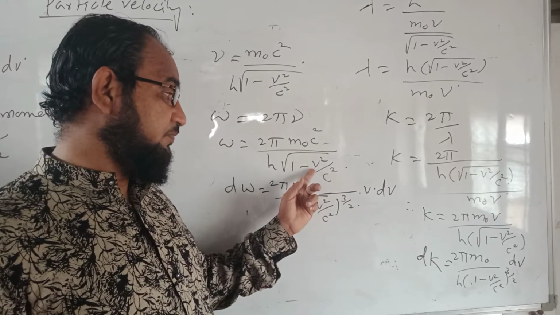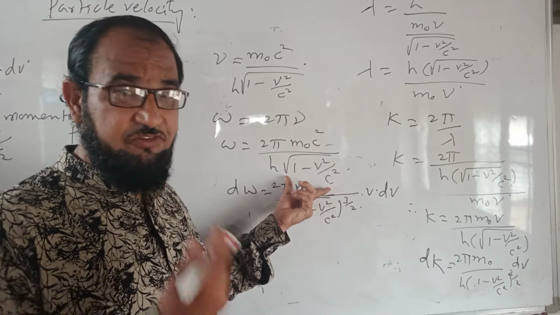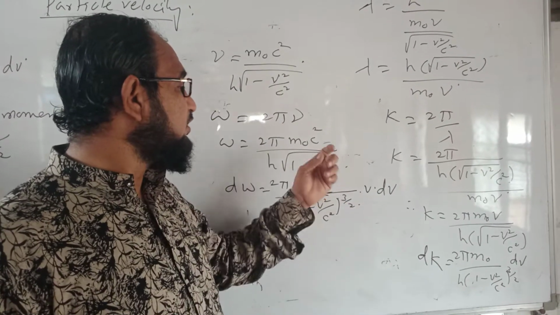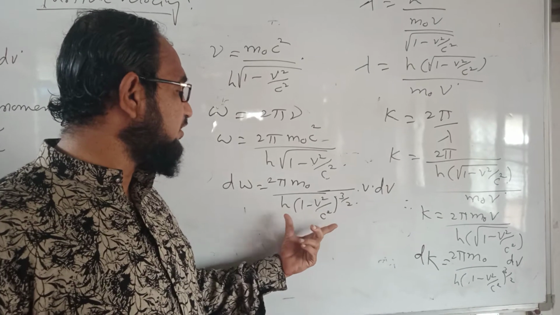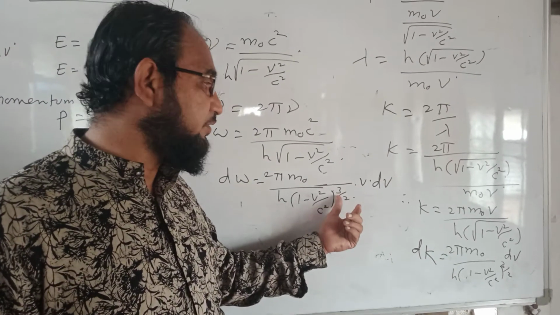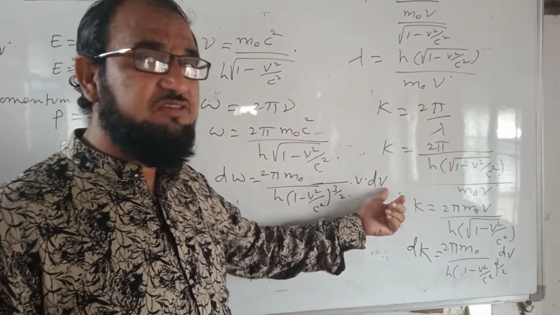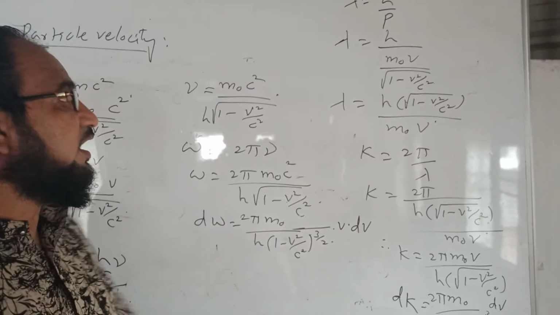V is the variable, so to differentiate this, root means power 1 by 2. If I differentiate it, it will become power minus 3 by 2, so the equation can be written as 1 minus v squared by c squared raised to 3 by 2 in the denominator, v into dv. Now I know the value of d omega.